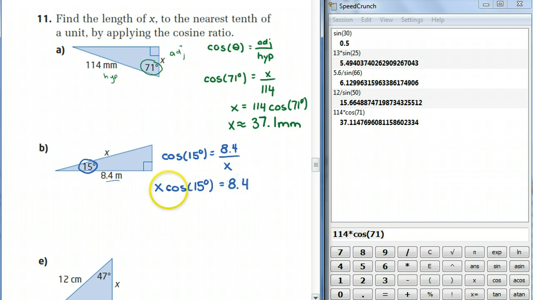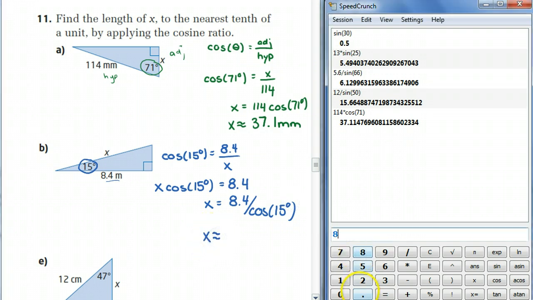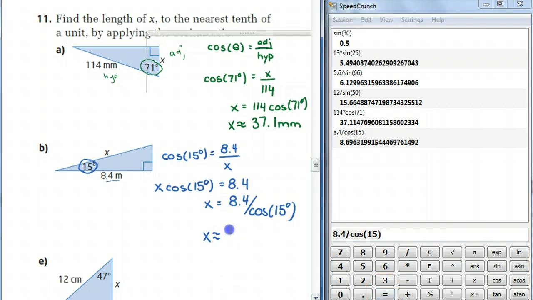And we've stressed in a number of examples that we don't want to type in cos of 15 degrees until I'm ready to do the final calculation. I want to do it all in one step to maintain as accurate an answer as possible. So I'll divide both sides by cos of 15 degrees. So I get x is equal to 8.4 divided by cos of 15 degrees. So x is approximately equal to 8.4 divided by cos of 15, and I get 8.7.